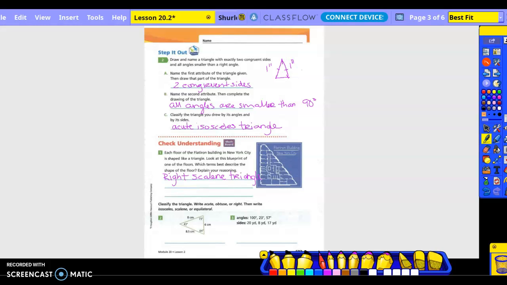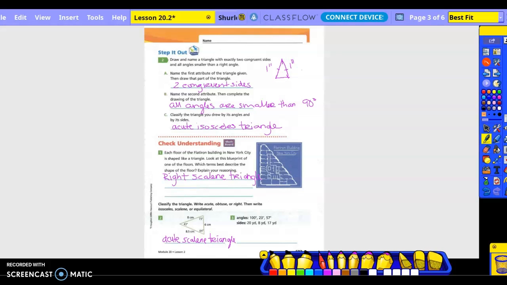Classify the triangle: acute, obtuse, or right, then isosceles, scalene, or equilateral. So that's what we've just been doing, right? Based on the angle, what is it? Acute. Based on the sides, scalene, because none of them are the same length, right? Triangle.